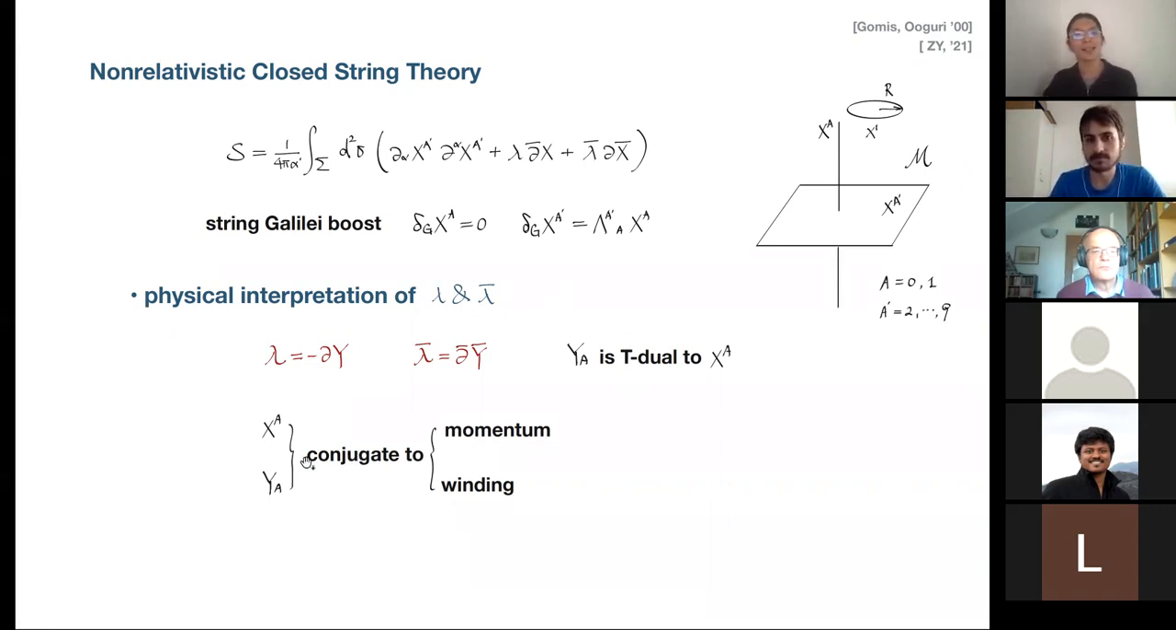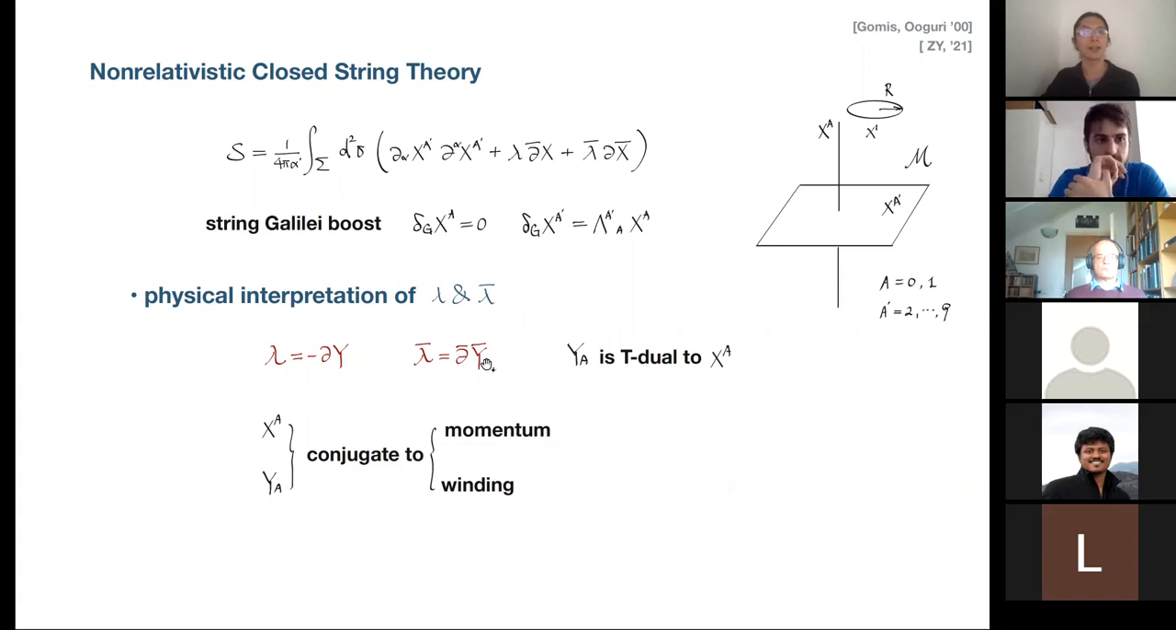So in this sense, x^a is actually conjugate to the string momentum, while y^a is conjugate to string windings. But now we're going to forget about this T-duality interpretation, and just take these equations as a set of redefinitions of the fields lambda and lambda bar. But there's a caveat here.